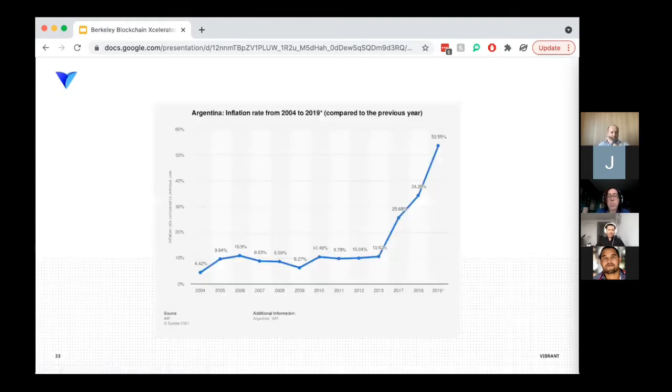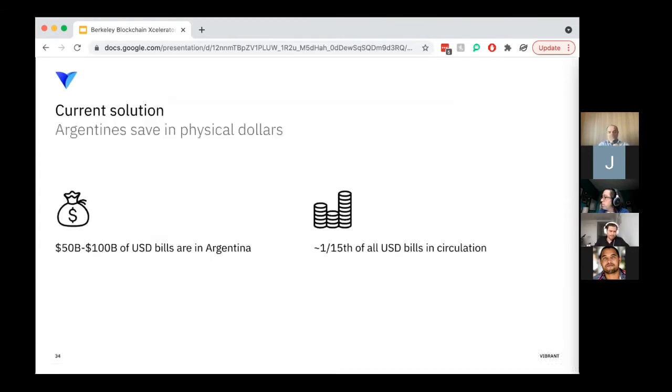The reason we narrowed in on this problem and this solution is because there's a lot of inflation in Argentina. And people in Argentina are very resourceful about how to protect themselves from that inflation. Fascinating fact, it blows my mind: 1/15 of all US cash in circulation is in Argentina. This is because people use USD cash, physical cash, as a way to protect themselves from inflation.